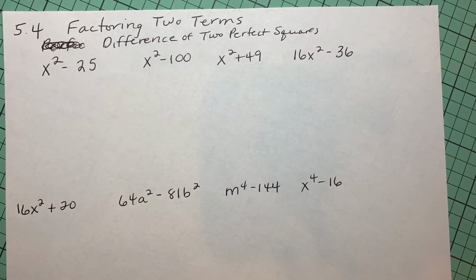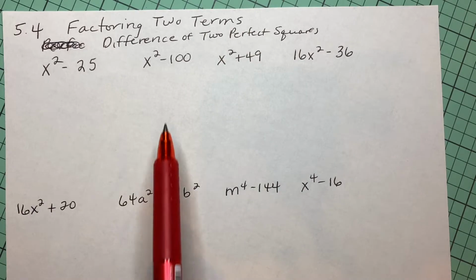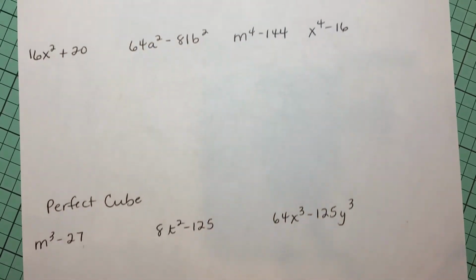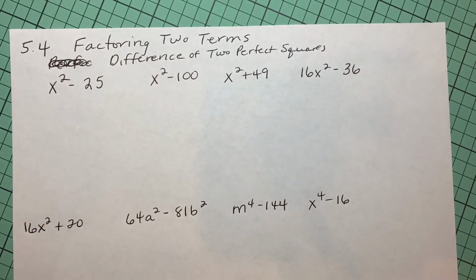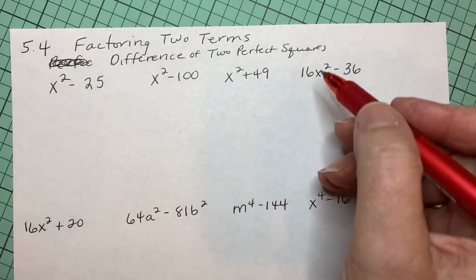You can go back and look at those videos. And then today we're looking at what to do with 2 terms. There are 2 things that can happen when you have 2 terms. It can be a perfect square or it can be a perfect cube. I'm going to show you what to do for both of these types. But first, let's talk about what a square means.